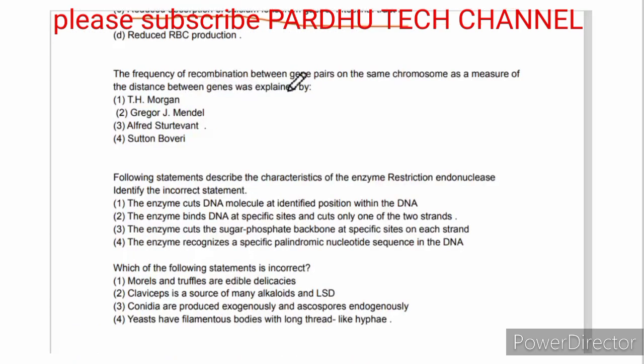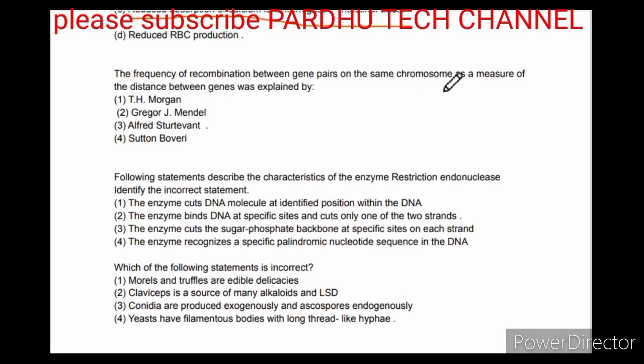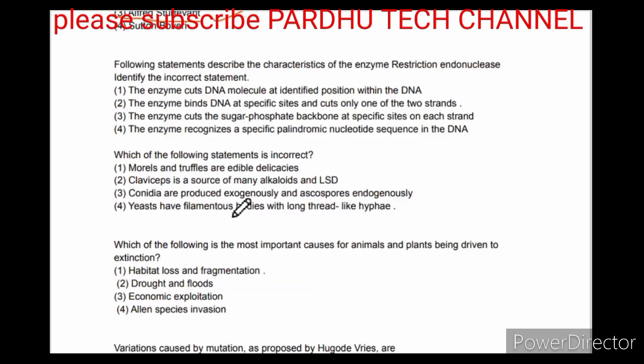Next, the frequency of recombination between gene pairs on the same chromosome as a measure of the distance between genes was explained by Alfred Sturtevant. He is the student of T.H. Morgan.